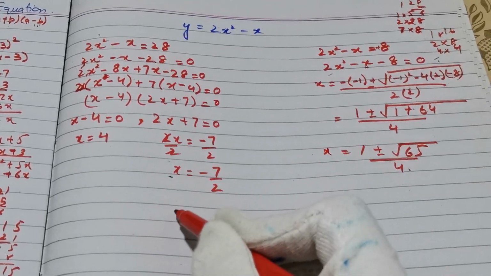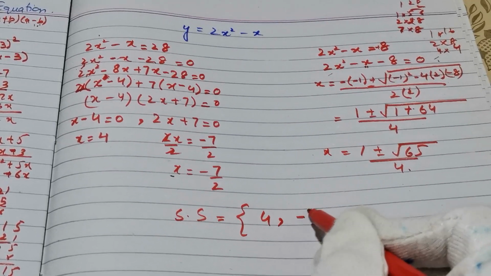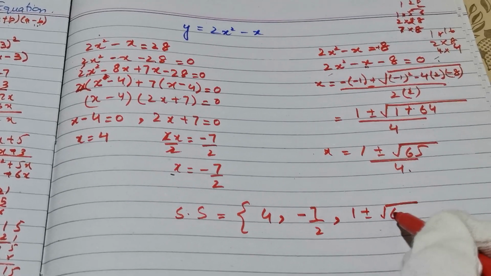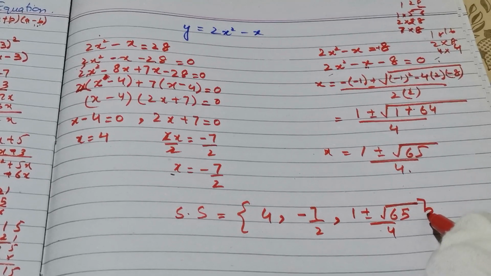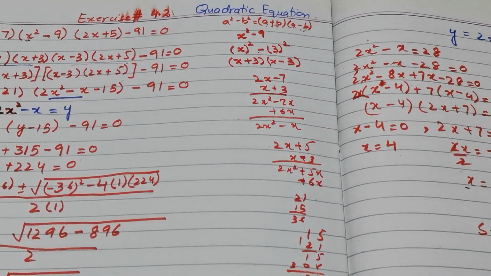So our solution set will become 4, minus 7 by 2, 1 plus minus under root 65 by 4. This is our required answer.